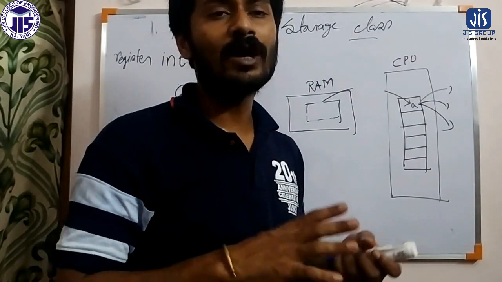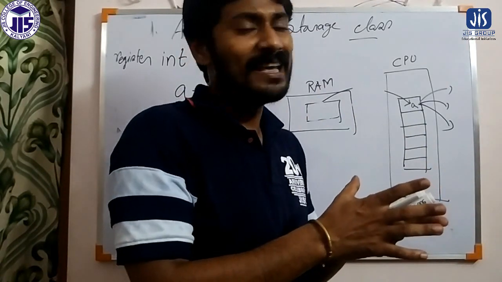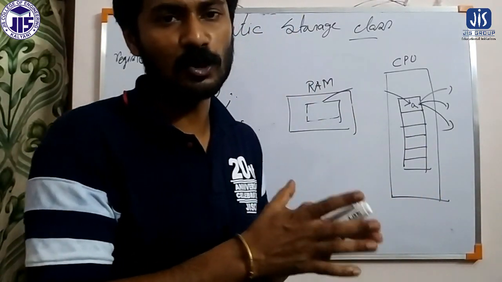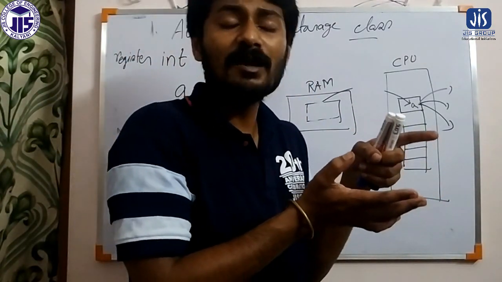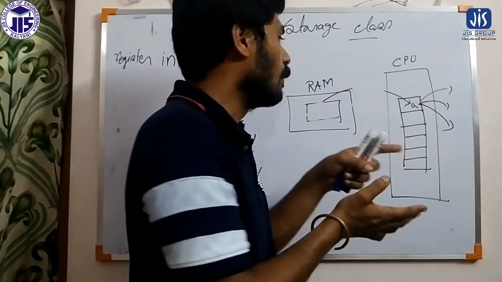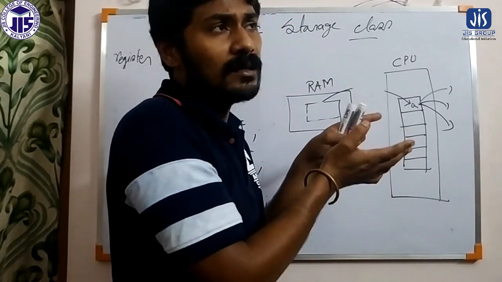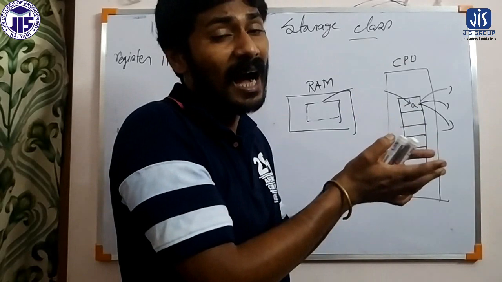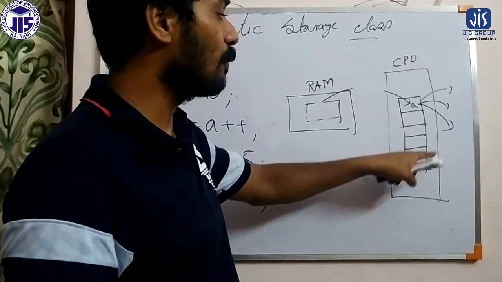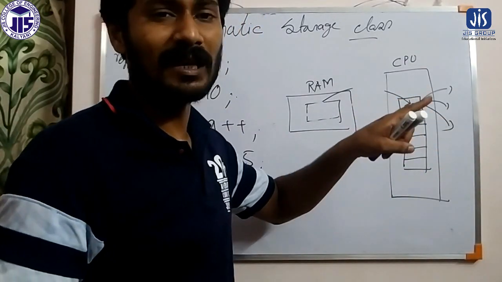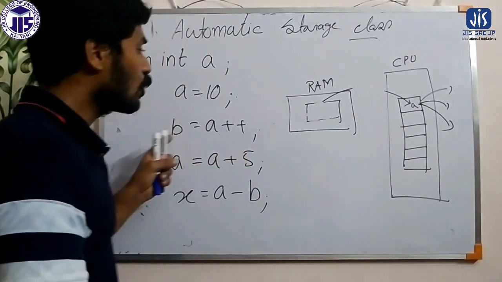So we cannot store a huge number of variables into the register. That is also not possible because the number of registers is limited. That is very small. The memory available in the RAM is very high, but the memory available in the internal registers is very little. So here we cannot store all the variables.